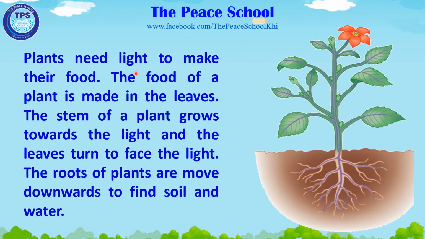Plants need light to make their food. The food of a plant is made in the leaves. The stem of a plant grows towards the light and the leaves turn to face the light. The roots of the plant move downwards to find soil and water.